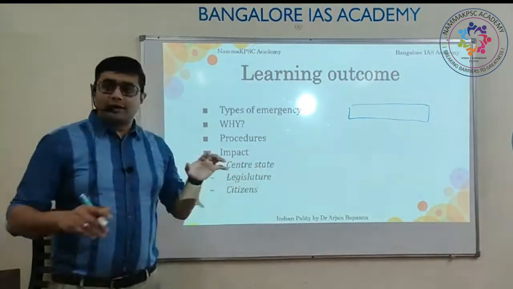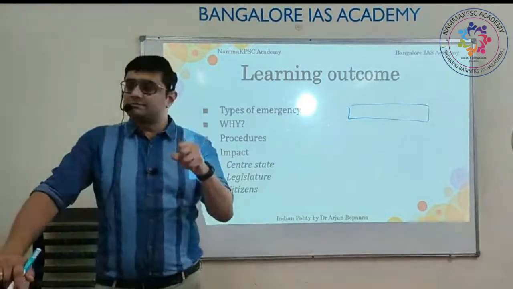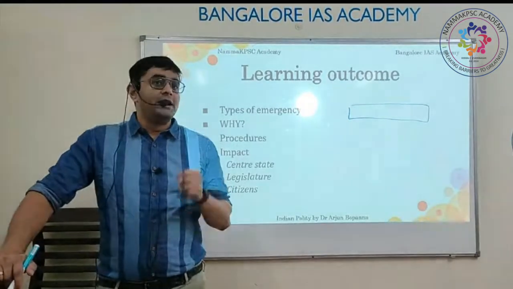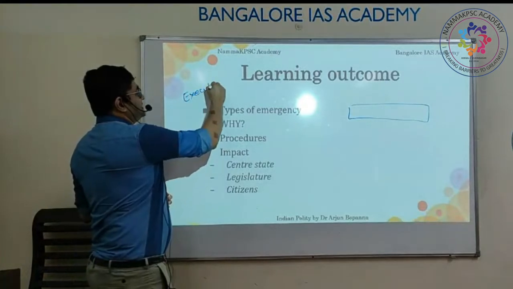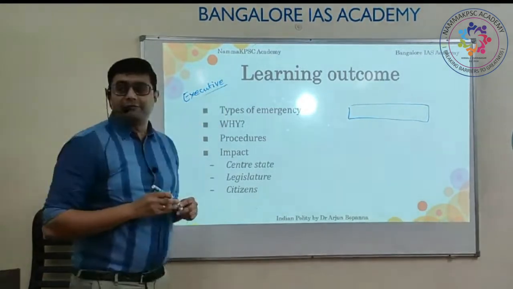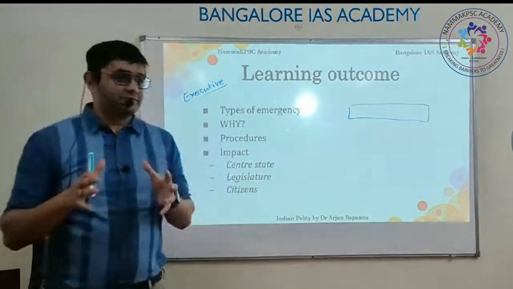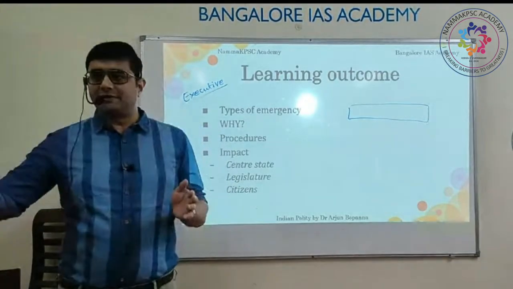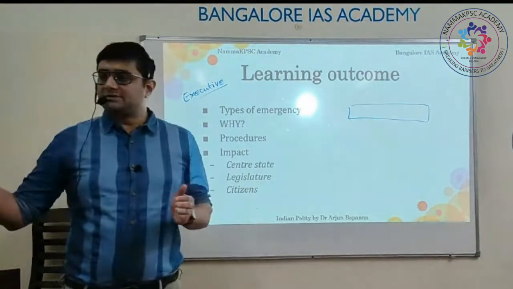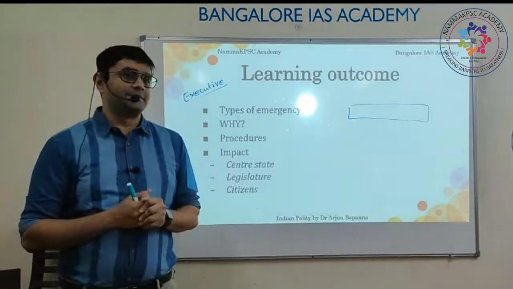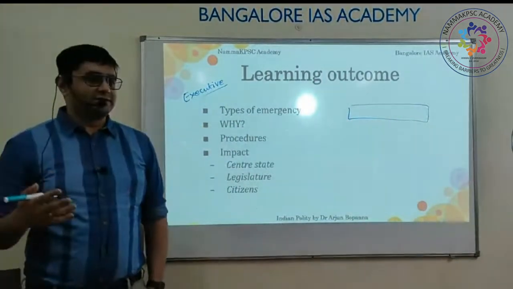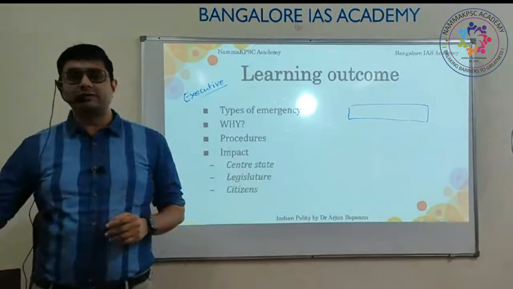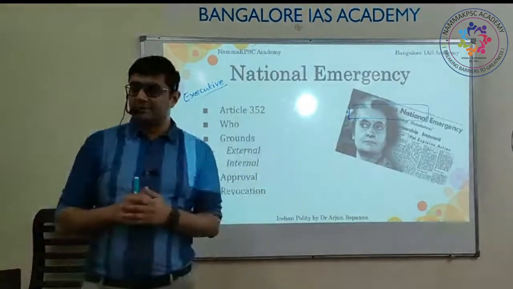I would like to add one more point. As I told you, the center becomes all-powerful. Along with that, even the executive becomes very powerful. The president becomes very powerful, in the sense, president means on the aid and advice of the prime minister and council of ministers. So let us see what are the different types and the procedures, etc. Is that understood? So the first one is your national emergency.